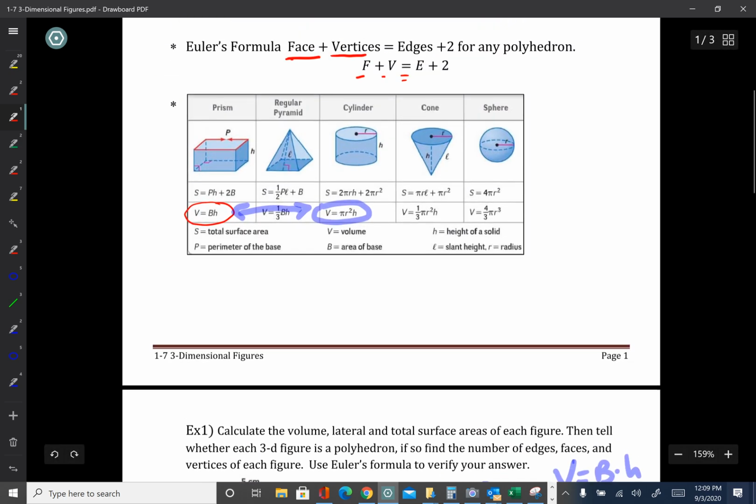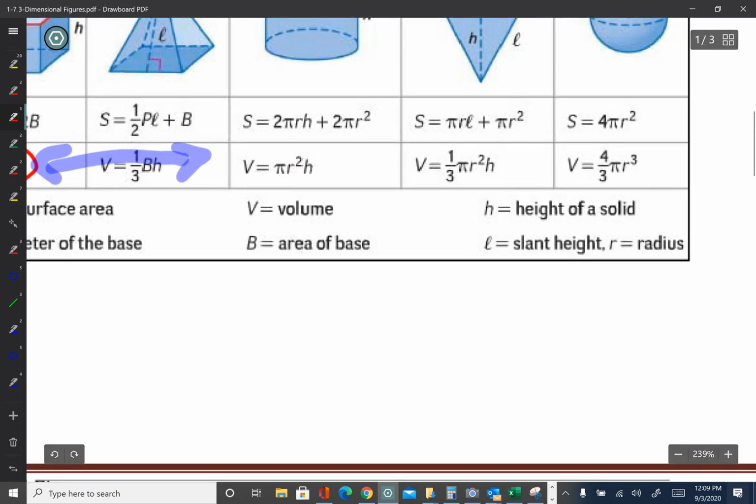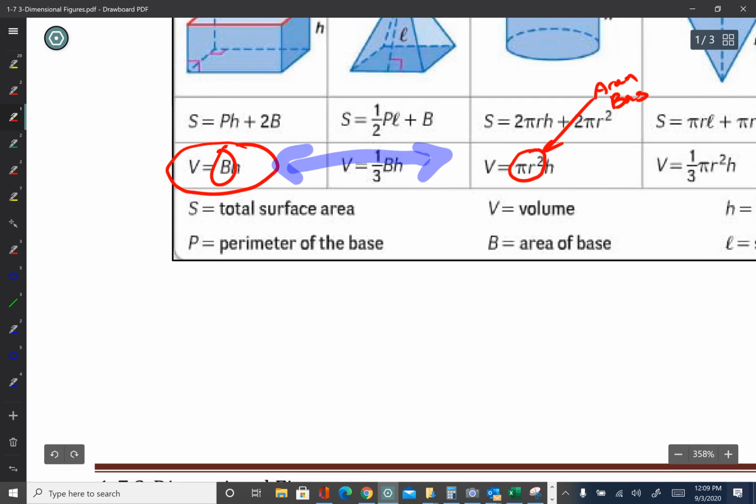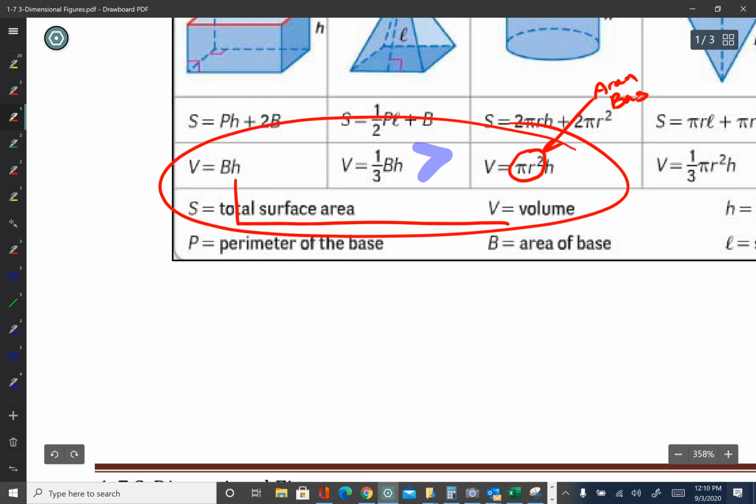So let's go back up here and look at this. I wish I could zoom in. Can I zoom in? Yeah, there we go. This piece right here is the area of the base. So that piece right there is the same as this big B. Pi r squared is the area of a circle, so that's the area of the base times the height. Notice now that these two formulas are basically the same thing, right? This formula here and this formula here are the same thing.